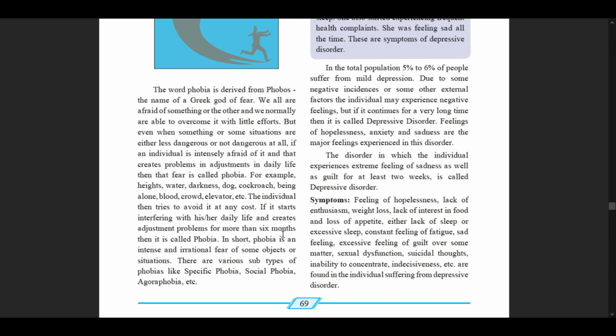So these were phobias, how a phobia develops, what the definition of phobia is, and where it was derived from. That is Phobos, the name of a Greek god of fear. Then we move forward to our next one. I hope you have understood until here.